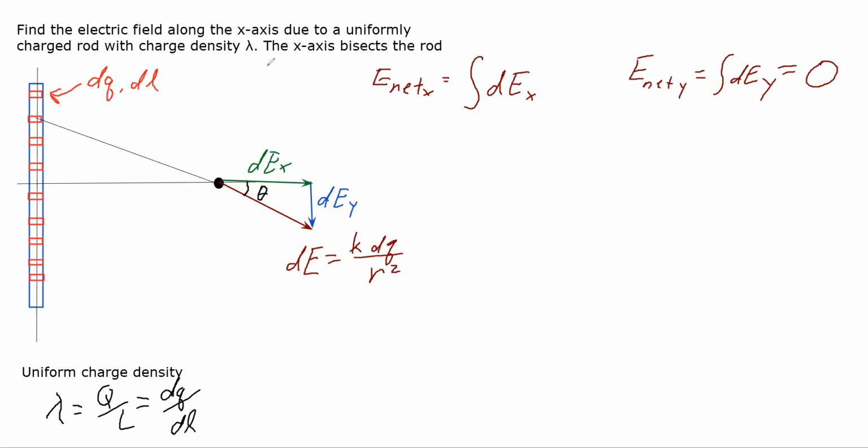So in order to get dEx here, I would have to do my hypotenuse, which is dE times cosine theta. And I know what my dE is, k dq over r squared. And cosine theta though, I don't want to keep this as just cosine theta, because theta is introducing another variable to our problem. Right now I'm going to have to consider how my charges are changing the angle. But we could represent this theta in a different way.